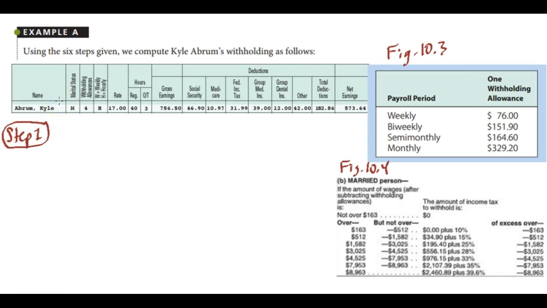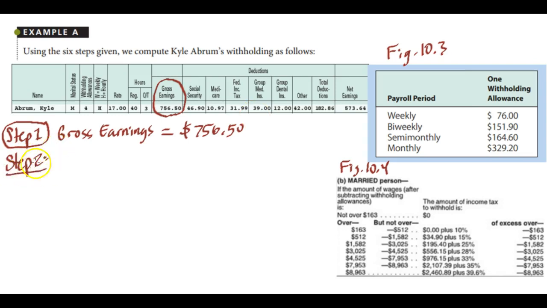Step 1, we're looking at determining the employee's, Kyle Abrams', gross earnings. And the gross earnings from this table right here is given right here. So we have gross earnings, that's equal to $756.50.